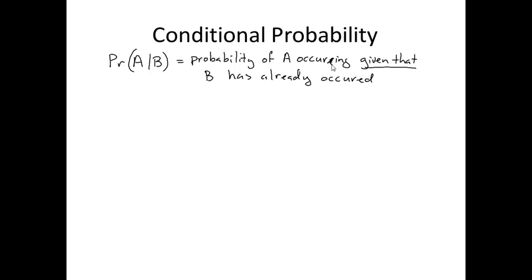And we write that as the probability A given B. So this line means given. How do we work that out? It's the probability of A intersection B divided by the probability of the thing that's already happened. The intersection of the two things divided by the probability that that thing's already happened. Let's look at an example here.